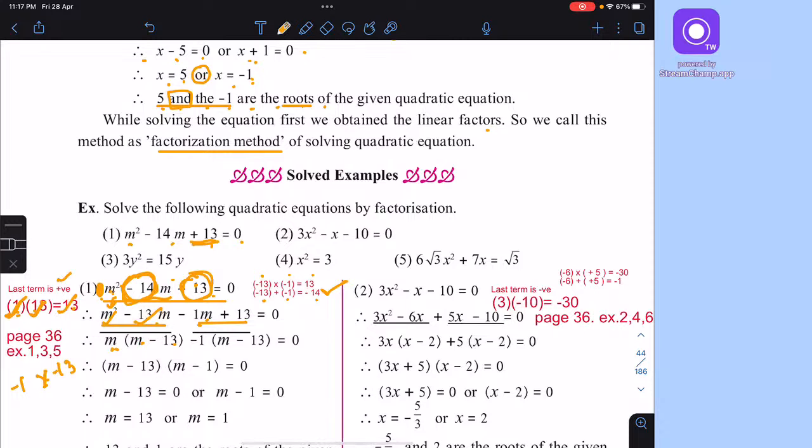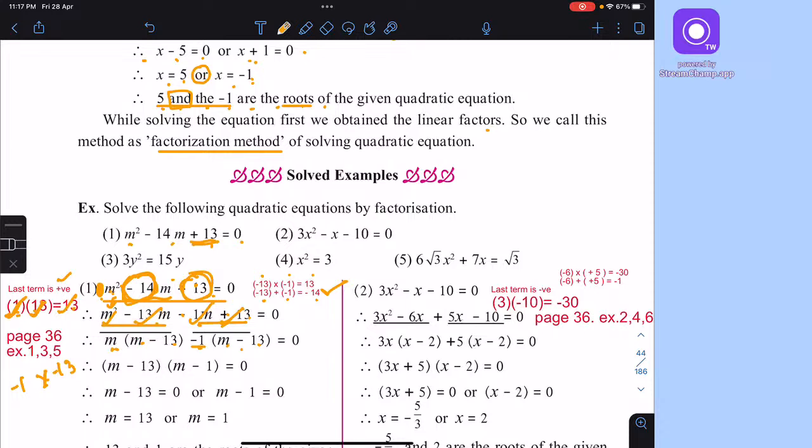And in minus 1m and plus 13, nothing is common. When nothing is common, 1 is always there. So along with the minus sign, you have written minus 1 as common. So minus 1 multiplied by m gives you minus 1m. And since you want plus here, plus 13, therefore here you have written minus 13. So minus 1 into minus 13 gives you plus 13.